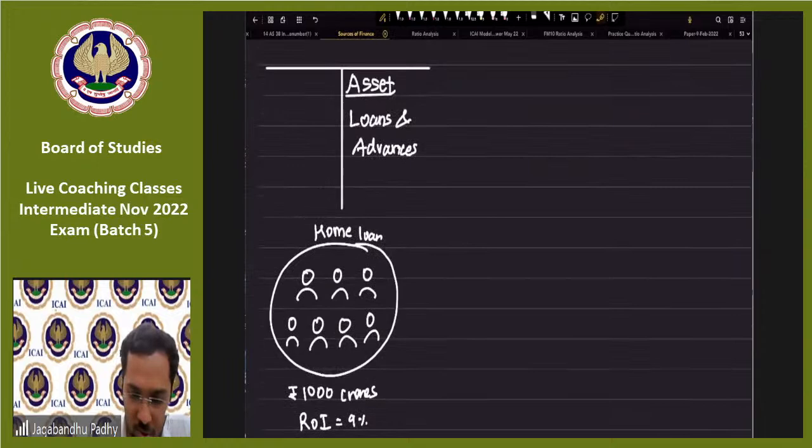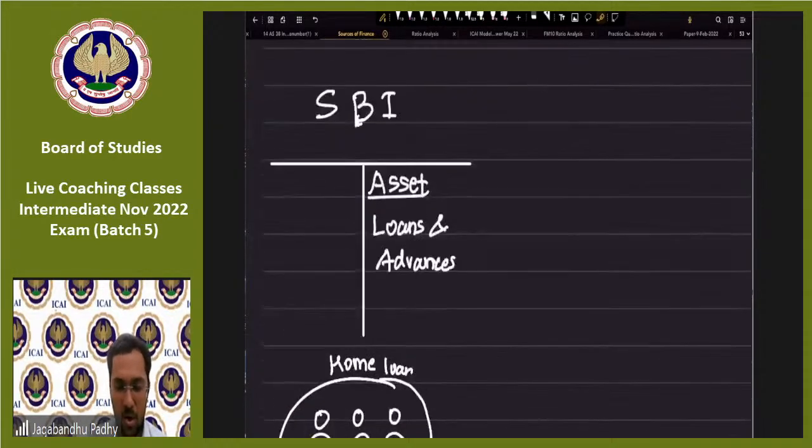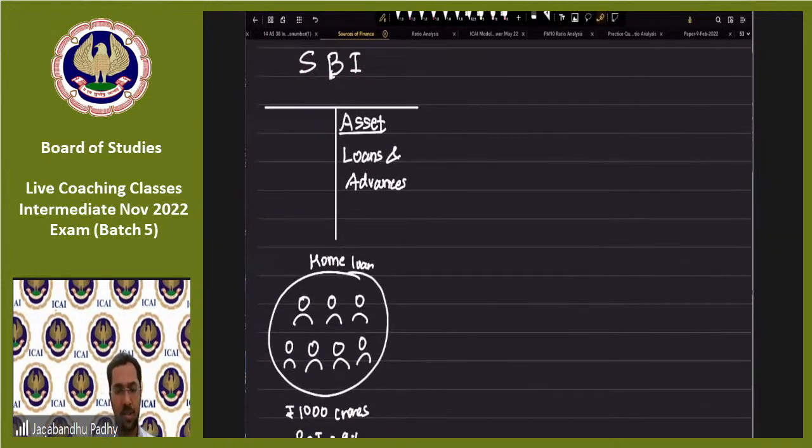But don't you think this 1,000 crores that State Bank has granted as loan to the public at large, on which it is earning 9%, is blocked? That is not available for State Bank of India for any further investment, right? Can State Bank of India go around and ask all its home loan borrowers to give the money back?